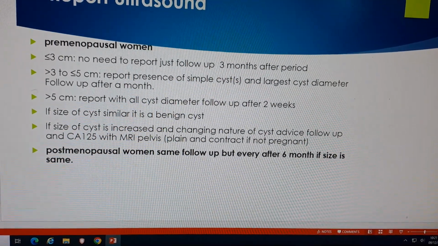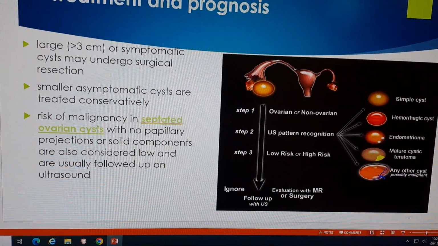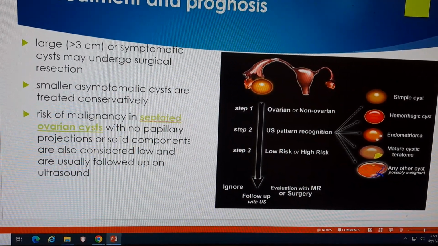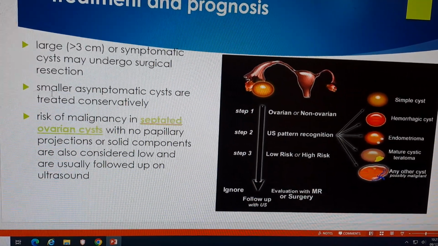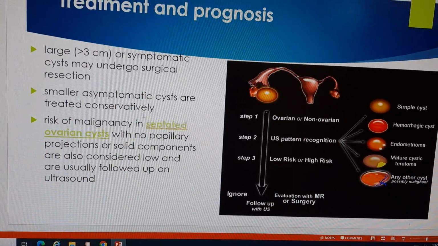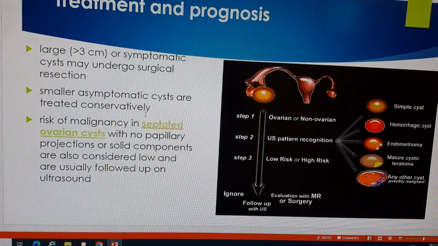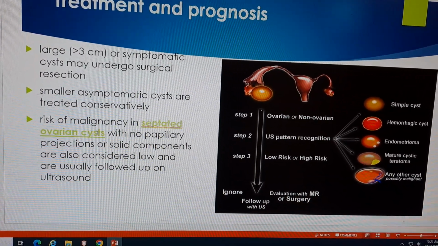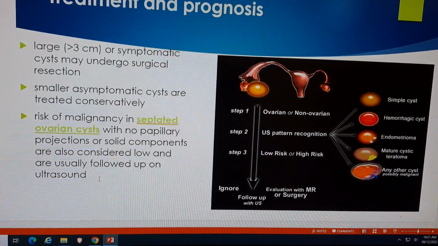The treatment of the cyst mostly depends upon the symptoms of the patient, whether the cyst is large or small, and how to follow up. Mostly the follow-up of the cyst is after the periods, around 1 month, and if there is a persistent cyst, then at 3 months you have to decide on further testing.